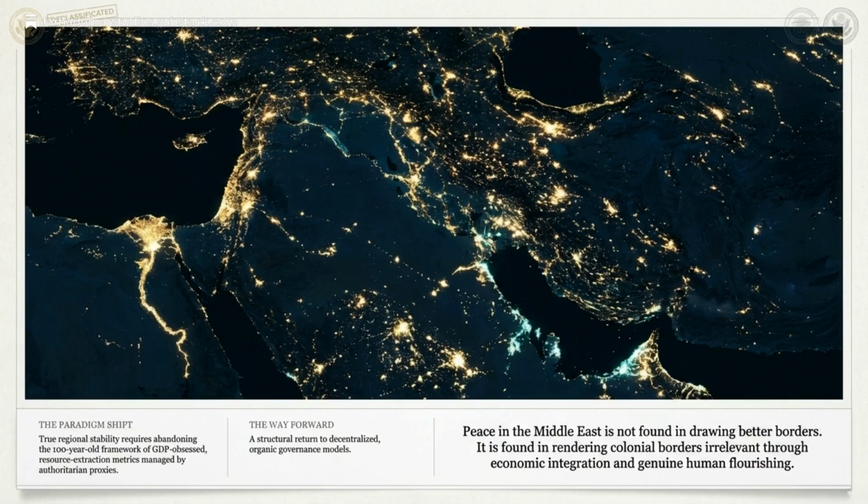True regional stability requires abandoning the 100-year-old framework of resource extraction metrics. Peace is found not in drawing better borders, but in rendering colonial borders irrelevant through economic integration and genuine human flourishing.